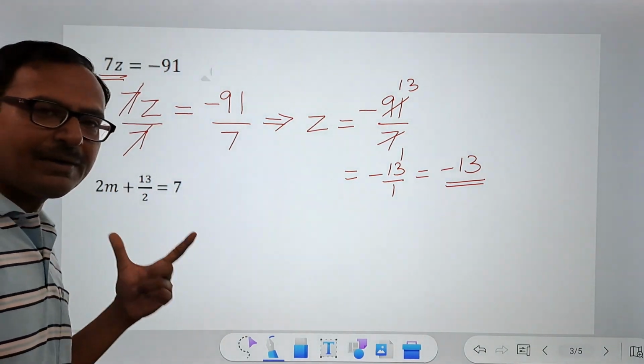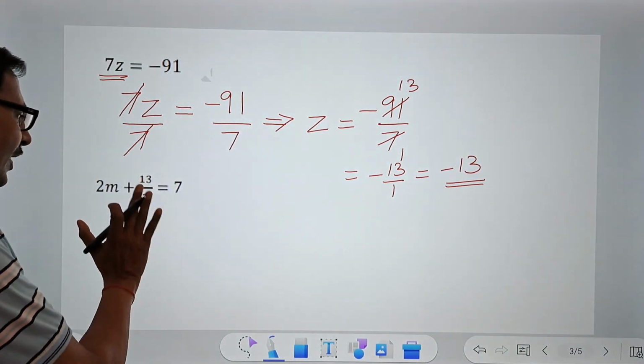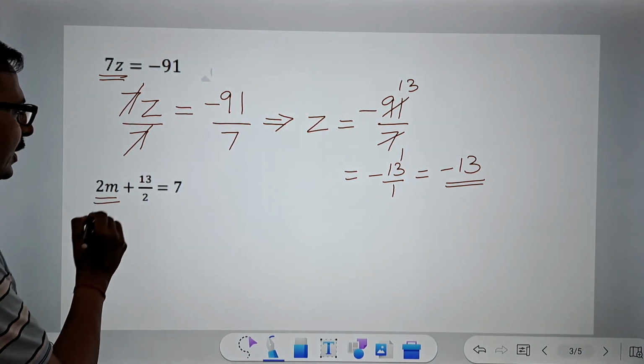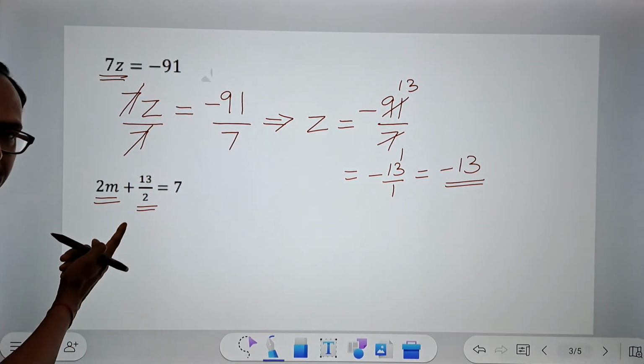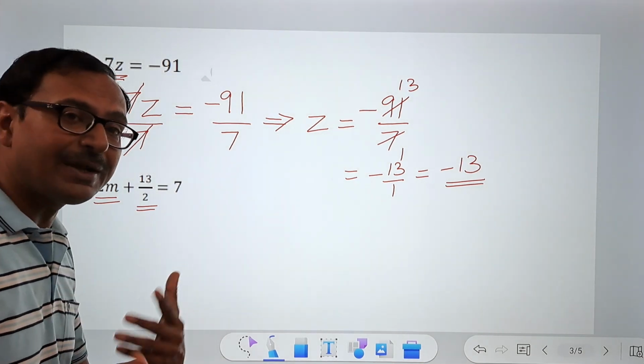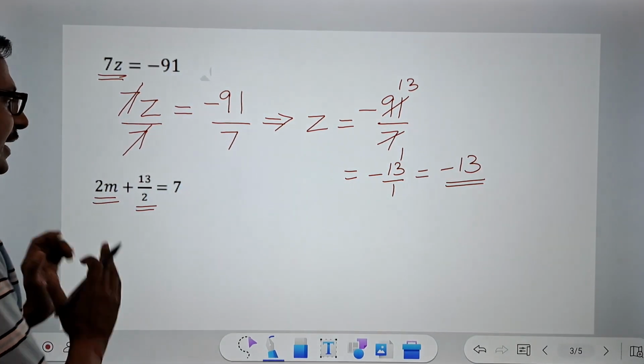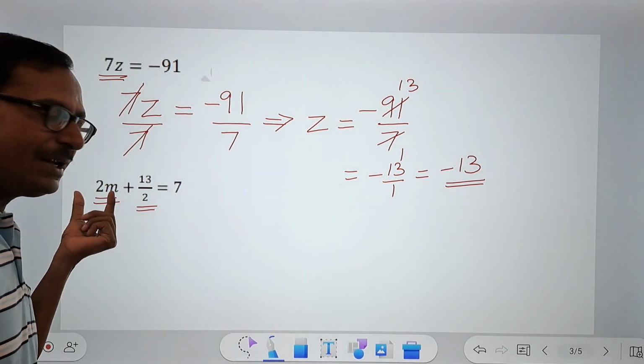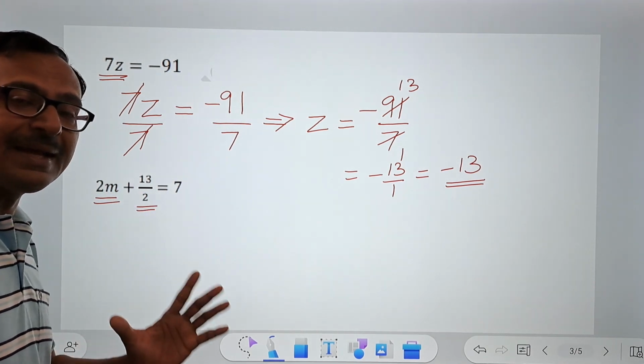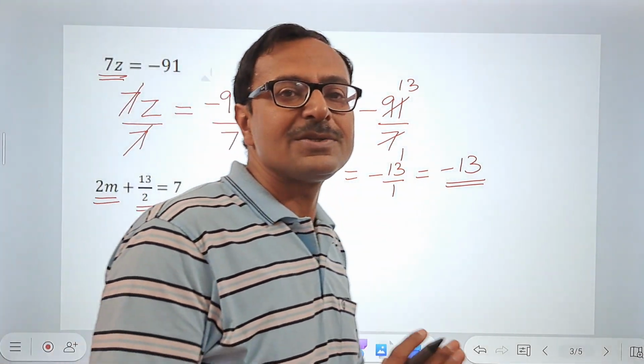Now let's complicate the problem a little bit. When you have two terms like 2m and 13 upon 2, we have two terms here. When you have more than one term on the left hand side, out of which one contains a variable and the other one doesn't, then the grouping of like terms is going to help you.